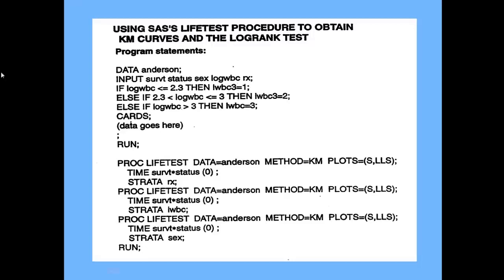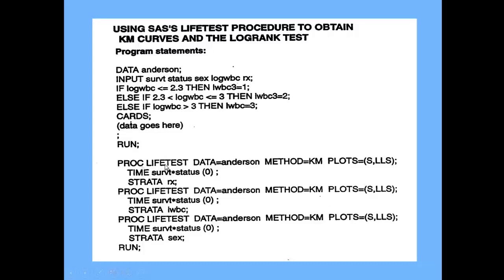So what I did in the next 3 statements over here is I put log white blood cell count into 3 categories: less than or equal to 2.3, between 2.3 and 3, and greater than 3. If I want to do a log rank test and I have a continuous variable, I have to categorize it, and then I get survival curves. In this case, I did it in 3 groups, so I'm going to get 3 survival curves. I'm going to use this log rank test procedure. Now, look at what's down here.